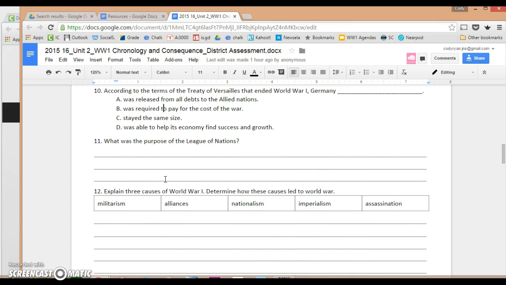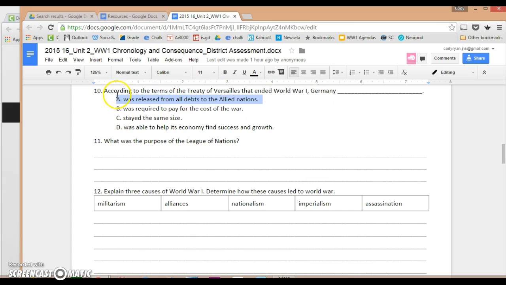Alright, number 10. According to the terms of the Treaty of Versailles that ended World War I, which one of these is true for Germany at the end of the war? Three of these are not going to be true for Germany. They might be true for other places, but which one of these is true for Germany? So let's just start.